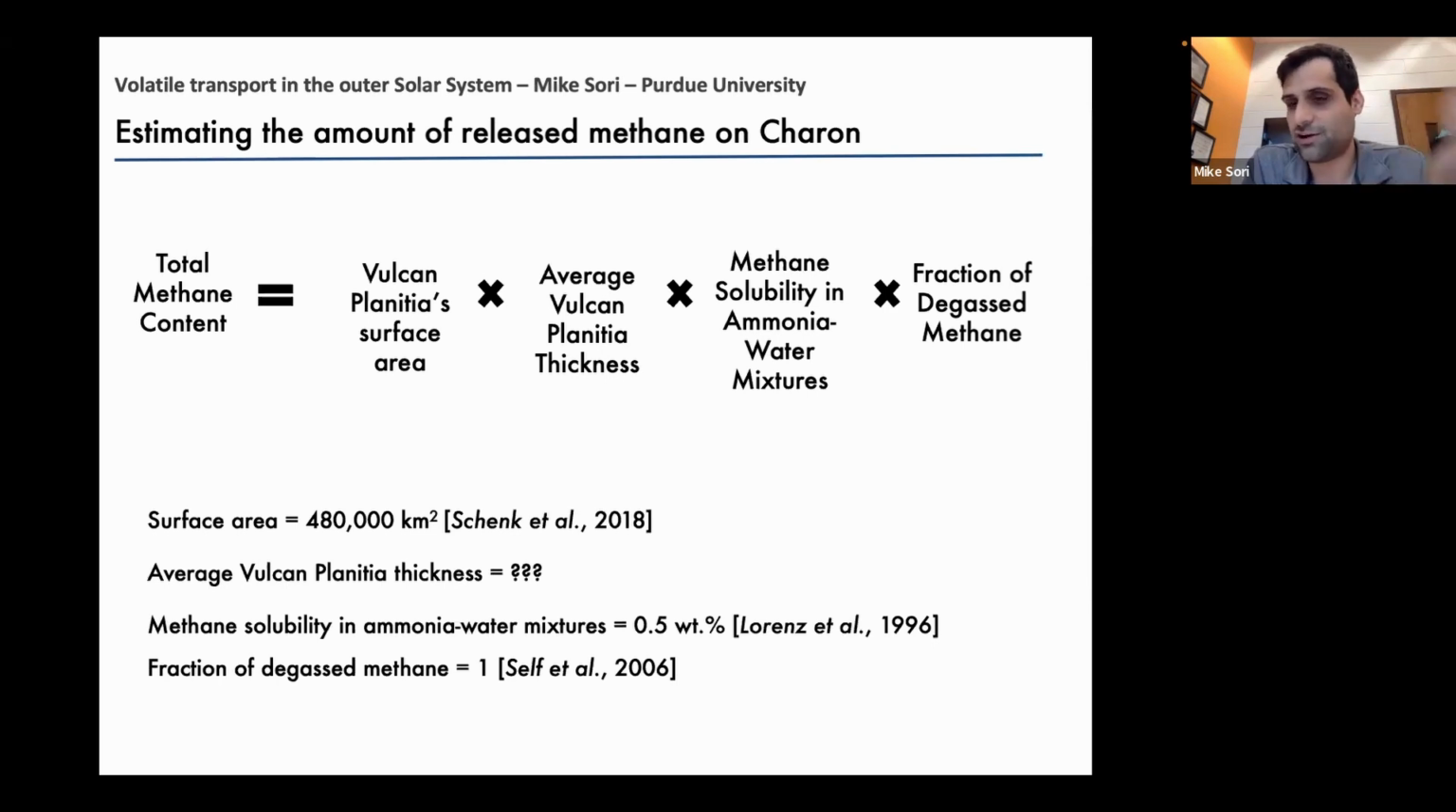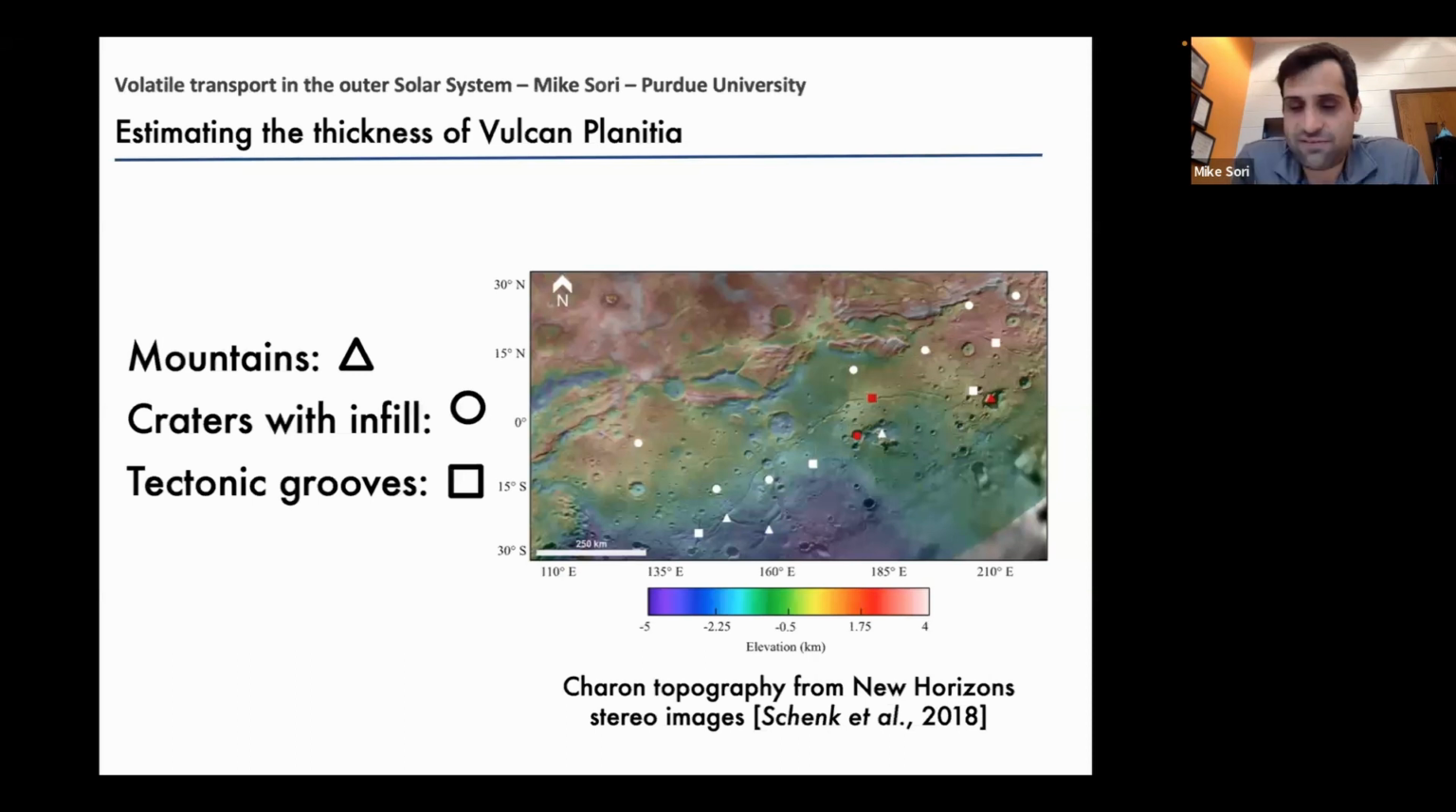We don't have something like a ground penetrating radar to see the bottom of the unit. So we have to use some geologic context to figure that out. Stephanie spent a lot of time looking through a bunch of landforms in this region, Vulcan Planitia. We're thinking about mountains, craters that might be infilled with the cryovolcanic flow, and tectonic grooves. All three of these types of features should give us some order of magnitude estimate of the thickness of the cryo flow. Luckily, we have a topography map produced by Paul Schenk and colleagues based on stereo images from the New Horizons team. So that's what we'll use.